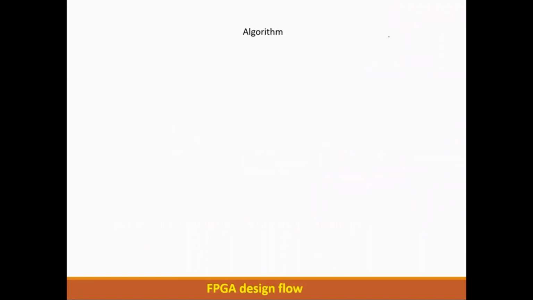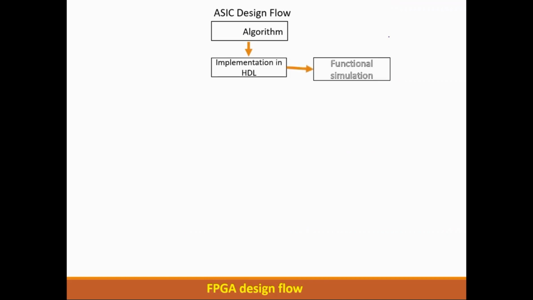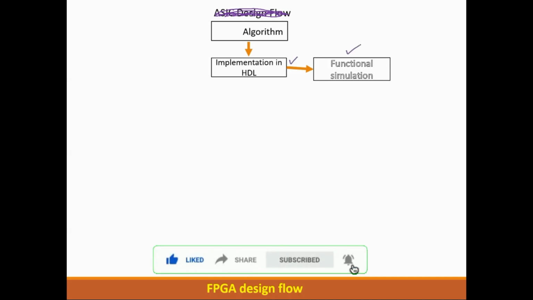As far as the flow of FPGA is concerned, some of the units are quite similar to ASIC. Here you can see the FPGA design flow. Some of the units are quite similar to the ASIC design flow. Here you have the algorithm, which is the same: the behavioral description of how your design is going to behave. Then you do HDL design entry and functional simulation. But after that, things become a little bit different.